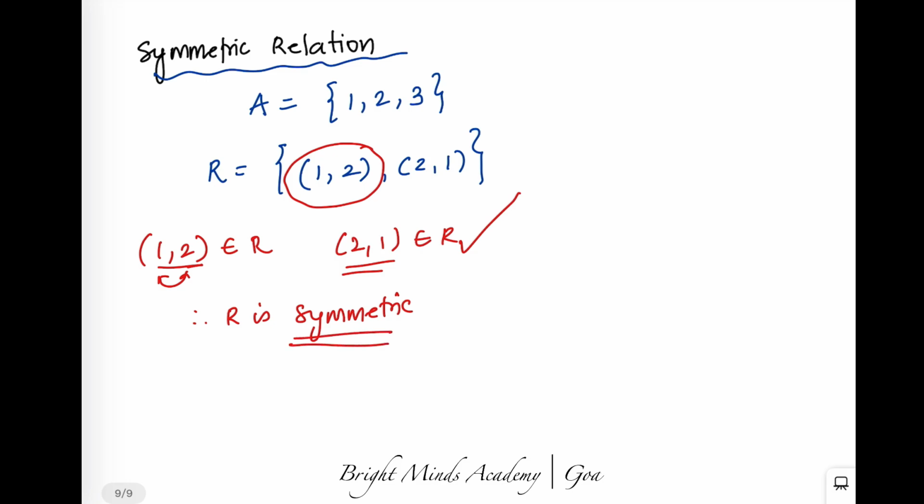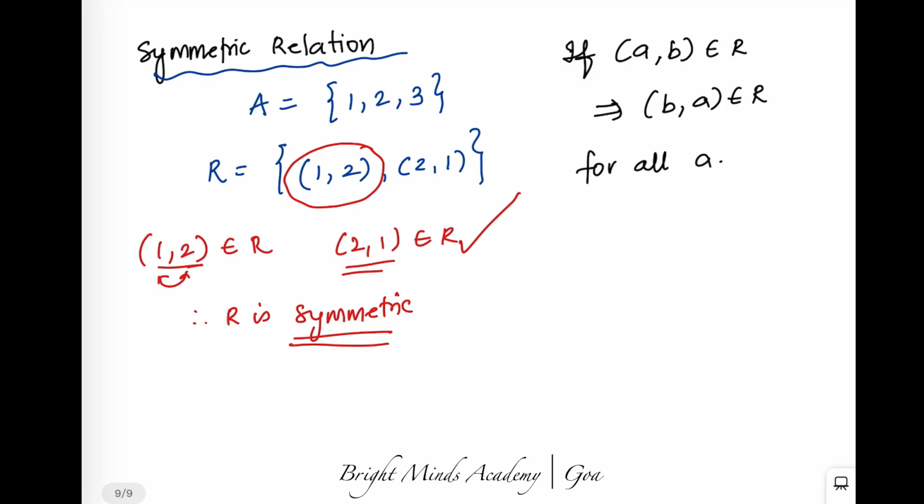Okay, so in this case we'll say, the definition says if a comma b belongs to R, then this implies that b comma a should also belong to R for all a comma b belonging to the set A.